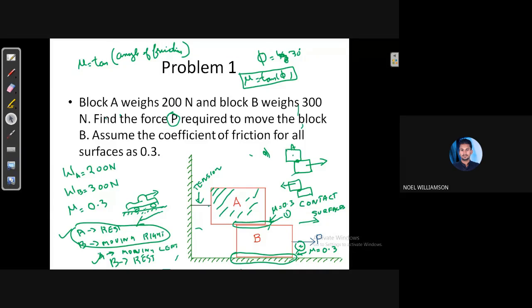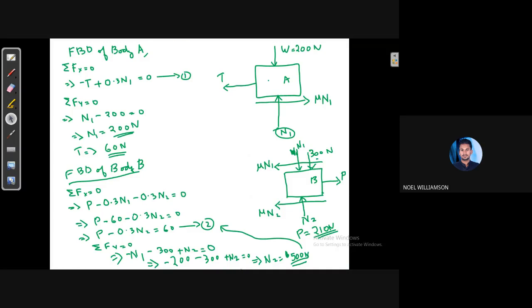And here the main thing you have to notice is that whenever we are considering a particular object or component, that component is to be assumed to be moving, right? So we assume that it is moving, for analyzing the direction of friction. So the friction force will be opposite to it. Accordingly, we got the value for the unknown value P.